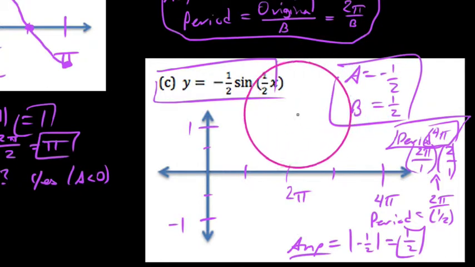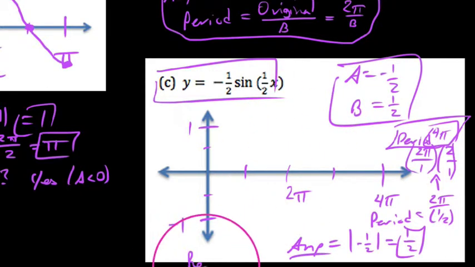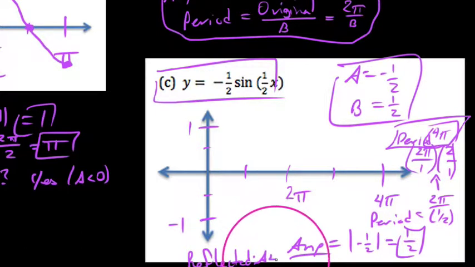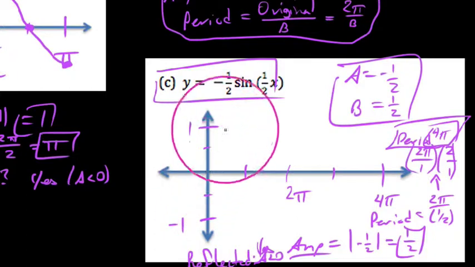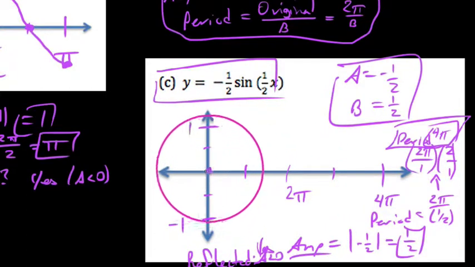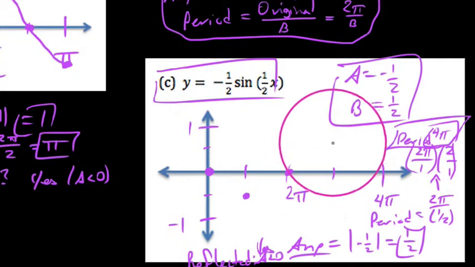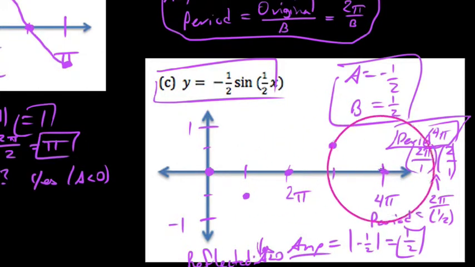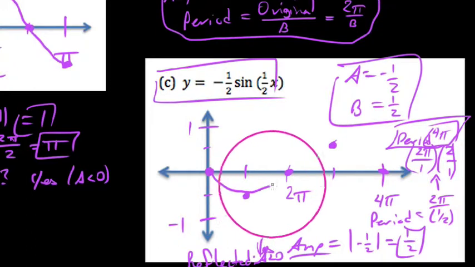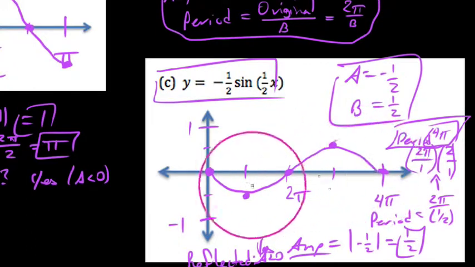One more thing we want to mention here is, is it reflected? And yes, it is reflected. The reason why is because a is less than 0. We say yes, it is reflected. So instead of a normal sine curve going up, down, down, up, we're going to go down, up, down. So starting at 0, go down to its minimum at -1/2, up to 0, up to its maximum at 1/2, and back to 0. So you can see that we have an amplitude of only 1/2 on this graph, and a period all the way out to 4 pi.